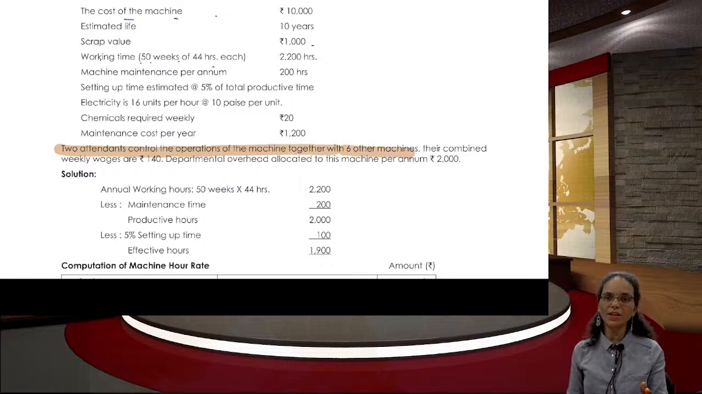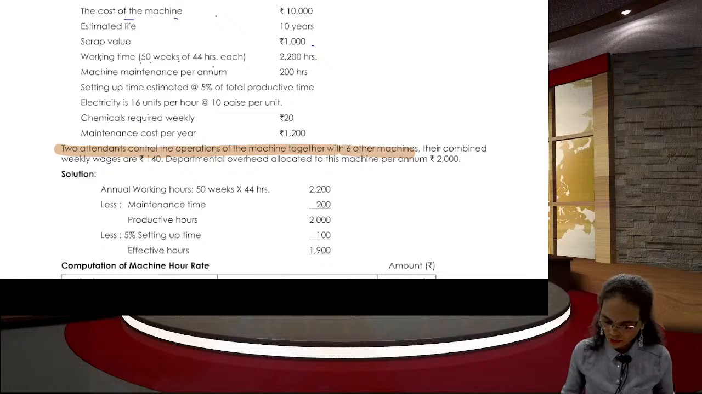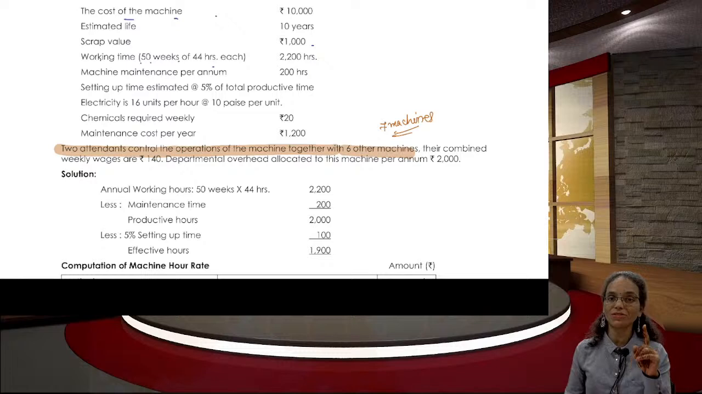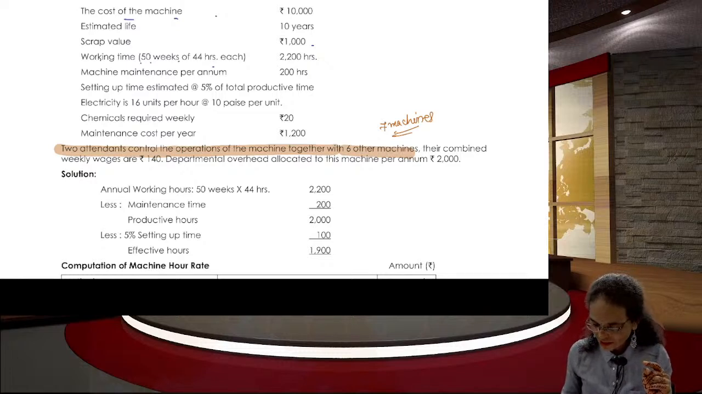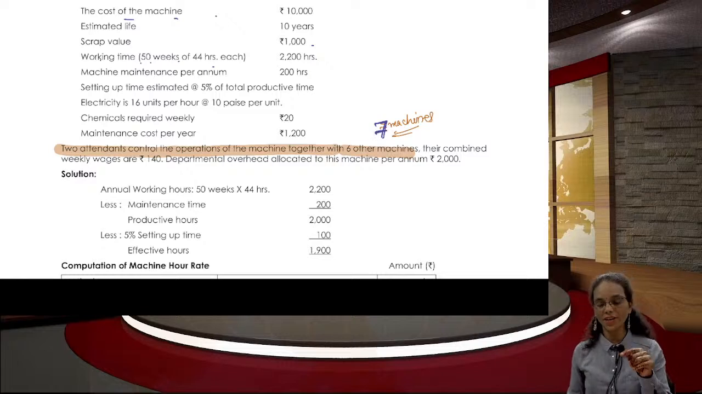Means this machine is already there. Apart from this, 6 other machines. Means total put together we have 7 machines. In the examination you will write sometimes 6 machines, so that is the reason I am stretching here. We have 7 machines.